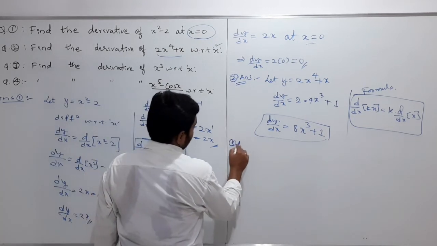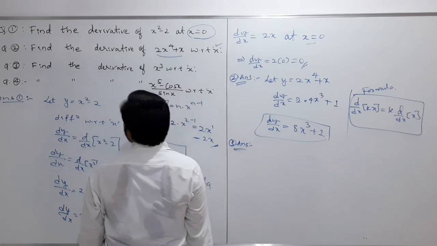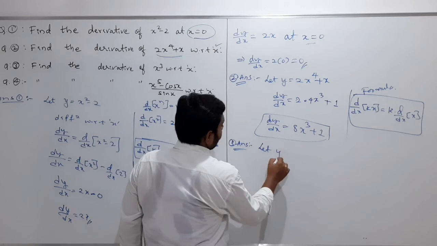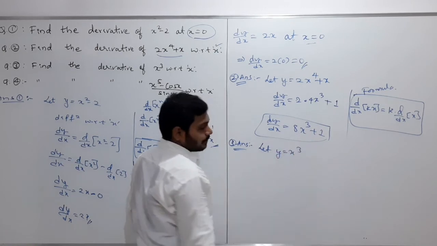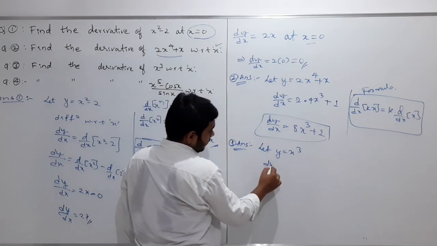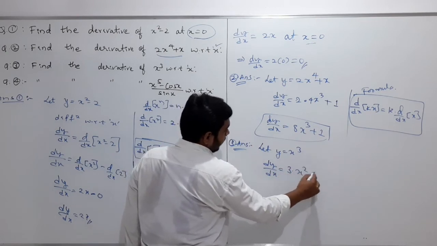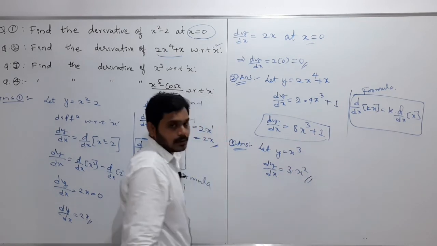And next one, my dear students, the third one. So what is the third question? Here it is x cube. So let y is equal to x cube. Now calculate the derivative of this one. dy by dx is equal to 3 into x square. This is the answer. Why is it so?